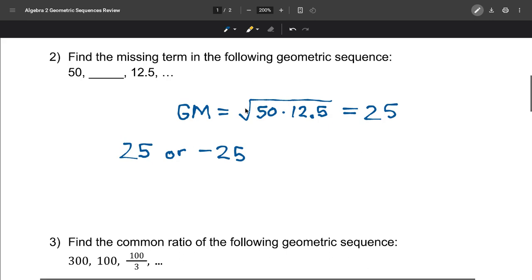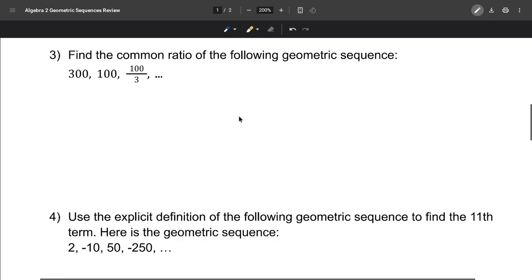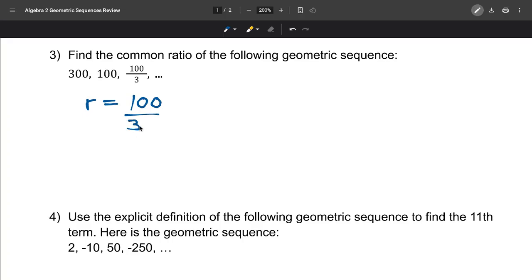All right, problem 3. Find the common ratio of the following geometric sequence. We have 300, 100, 100 divided by 3, and so on. So to find the common ratio, we take one term and divide it by the term before it. So I'm going to do the second term divided by the first term, so 100 divided by 300. And I'm going to leave that as a simplified fraction as 1/3. So there we go for that one.